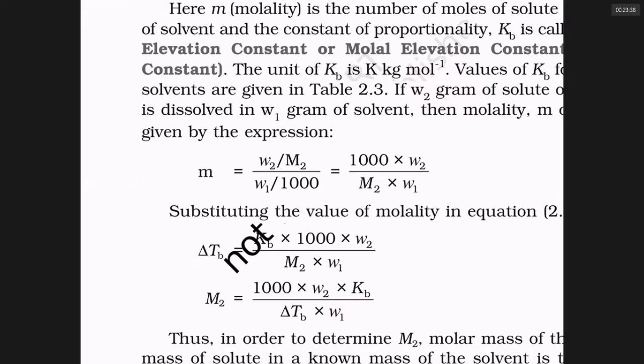Using this relationship, can I find out M2? I know the weight of solute. I know the weight of solvent. I know the molality of solution. I don't know only the molecular weight of solute. So can I find out the molecular weight of solute M2 using this relation?